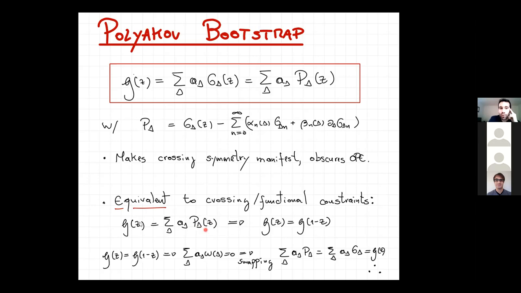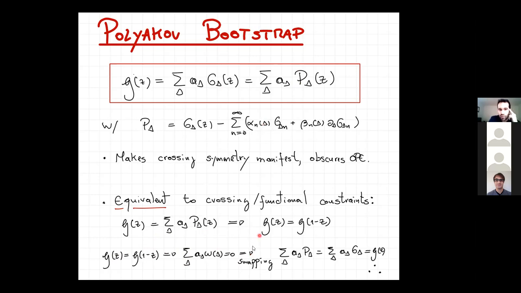Now we need to prove the reverse. We need to prove that crossing of the correlator implies that this is true. But how can you prove that? Well, if the correlator is crossing symmetric, it satisfies the crossing equation, and hence I can apply functionals to it, which lead to these sum rules. Okay? But we've already seen that the sum rules imply this swapping property, that these two series commute.